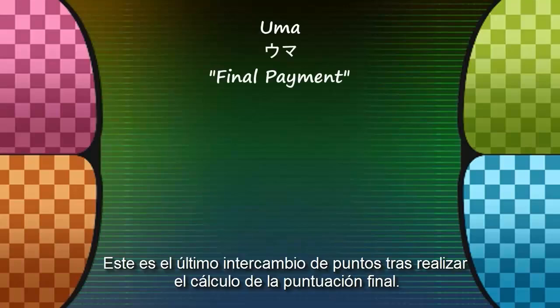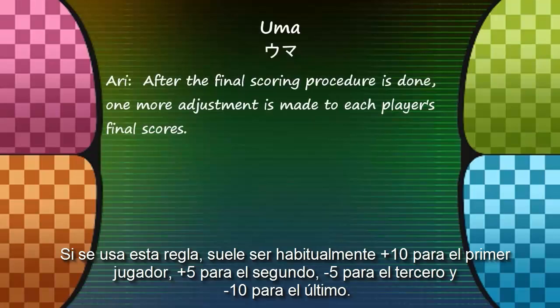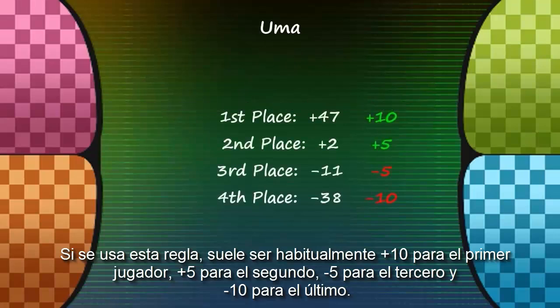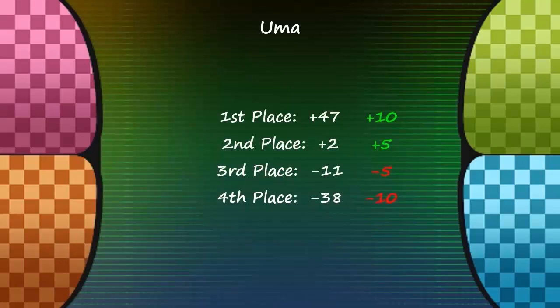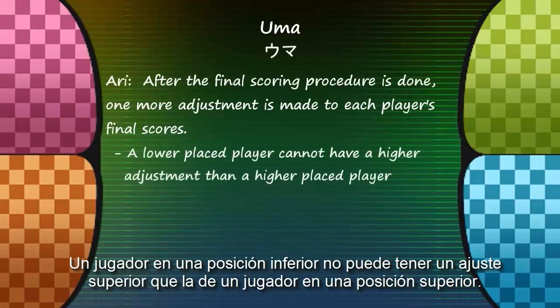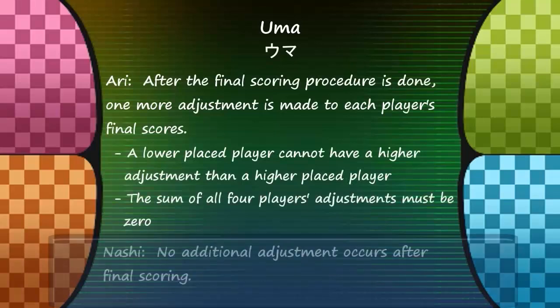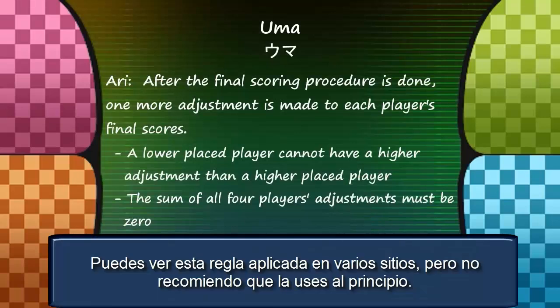Uma. This is a final exchange of points that occurs after final scoring has been performed. If this rule is used, it is typically something like +10 for first place, +5 for second place, -5 for third place, and -10 for fourth place. You can actually use whatever adjustment values you want for Uma, but they must always follow these rules. A lower-ranked player may not have a higher adjustment than a higher-ranked player, and the sum of all players' adjustments must be 0. You might see this rule used in some places, but I wouldn't recommend using it for yourself at first.